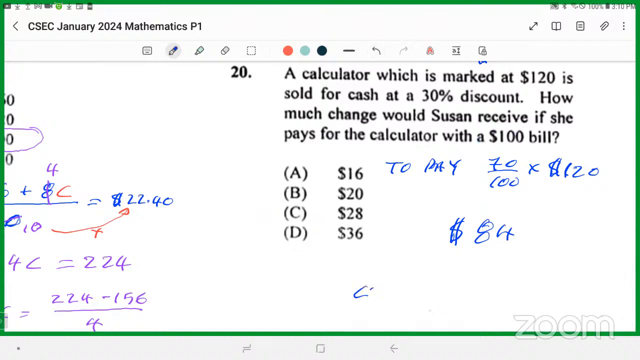So the change becomes $100 minus the $84. That is $16, which is right here.